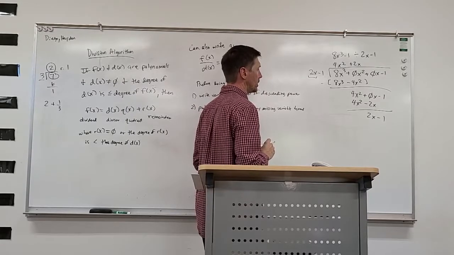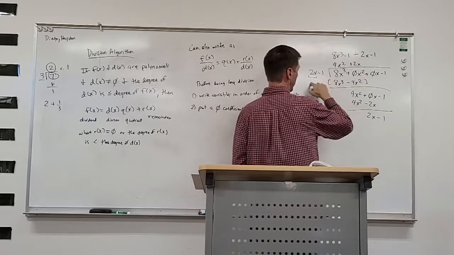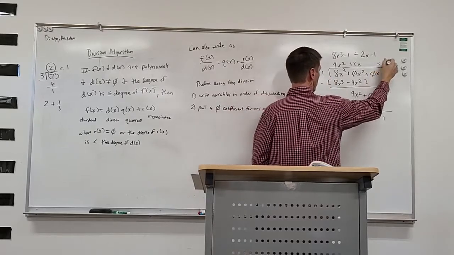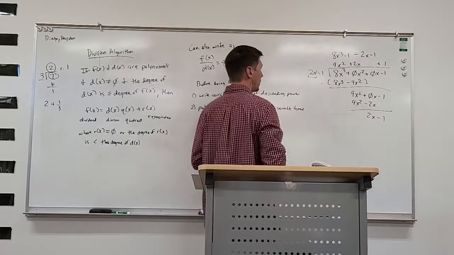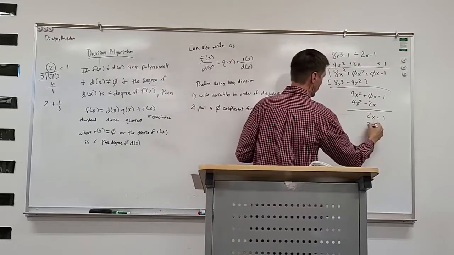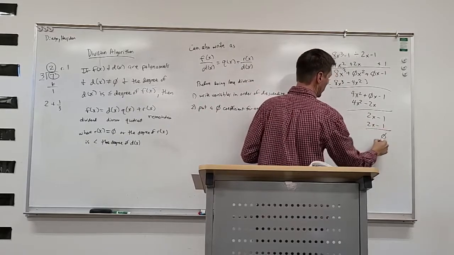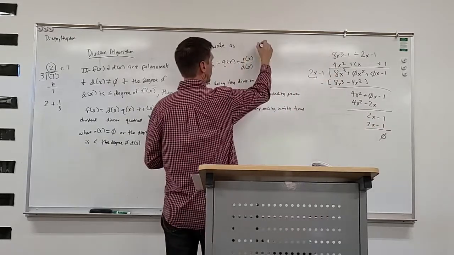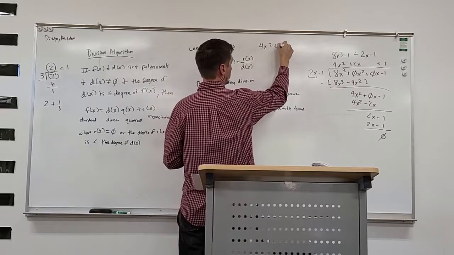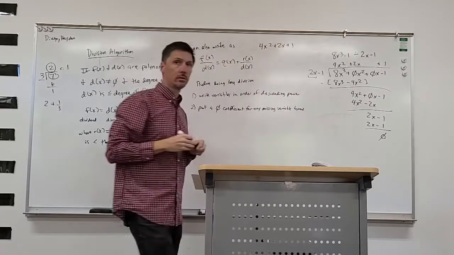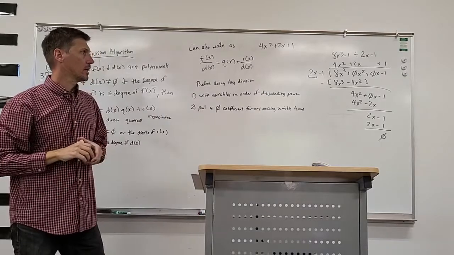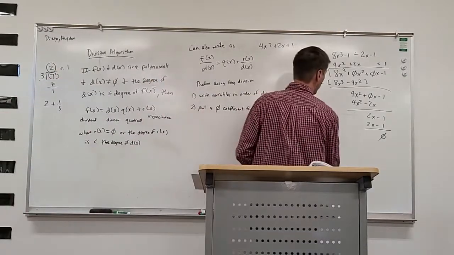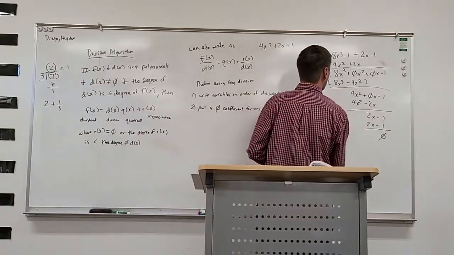2x minus 1, this whole thing, we can see that these are the same, so we can just skip right to this point. That's going to be a plus 1 there, because 1 times this will give us 2x minus 1 and give us a remainder of 0. So our final answer is 4x squared plus 2x plus 1. Does that make sense to everybody? I don't know why I put the 1 over here. Sorry, I should have put the 1 right here.